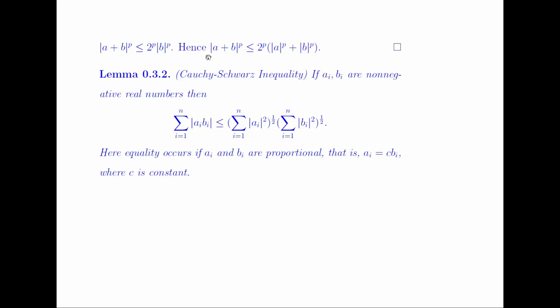Now we discuss the CS inequality. If a_i and b_i are non-negative real numbers, then the summation of modulus of a_i b_i is less than or equal to the summation of a_i square power 1 by 2 into the summation of b_i square power 1 by 2.